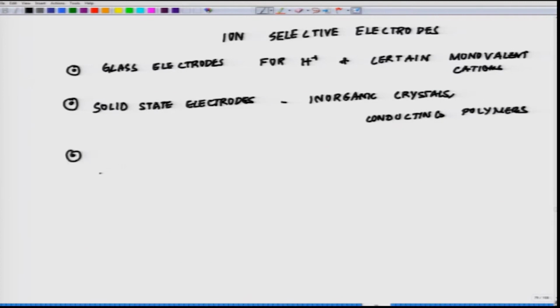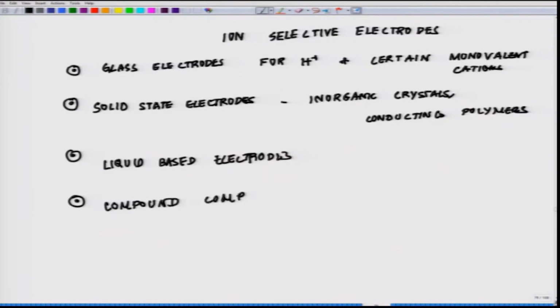Then you have liquid based electrodes, then you have compound electrodes. I am not getting into the details of it, but I wish you have an idea. Compound electrodes. These are the different kinds of ion selective electrodes, of which one or two we will be dealing with. Now, let us talk about a metal electrode where we started in the last class.